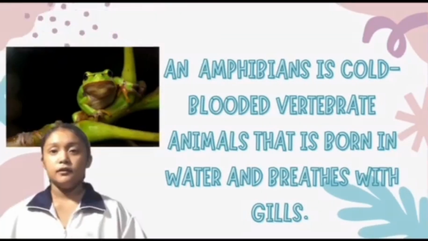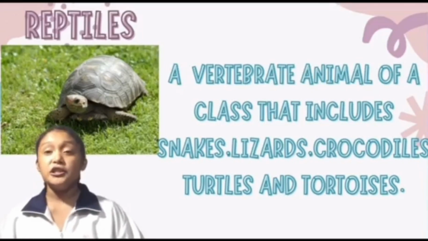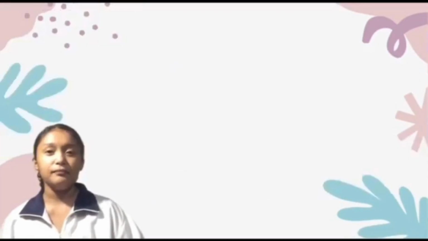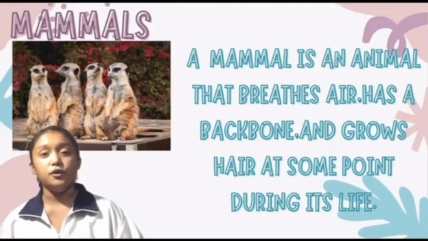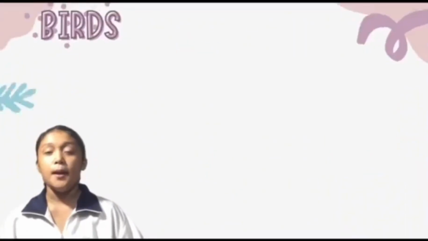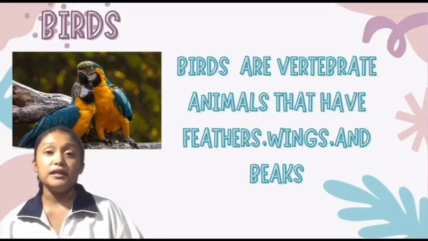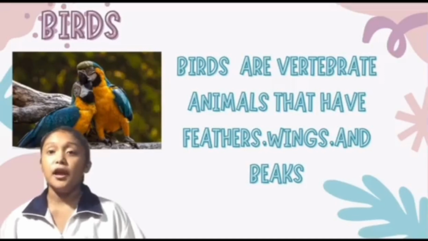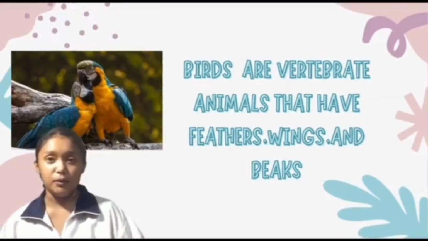the animal develops the ability to breathe air, and the animal can live on land. Reptile, a vertebrate animal of a class that includes snakes, lizards, crocodiles, turtles, and tortoises. They are distinguished by having dry skin and typically laying soft-shelled eggs on land. Mammals. A mammal is an animal that breathes air, has a backbone, and grows hair at some point during its life. Example, humans. Lastly, birds. Birds are vertebrate animals that have feathers, wings, and beaks. Like all vertebrates, they have a bony skeleton. Most birds are able to fly, but some cannot even though they have wings, like ostriches and penguins.